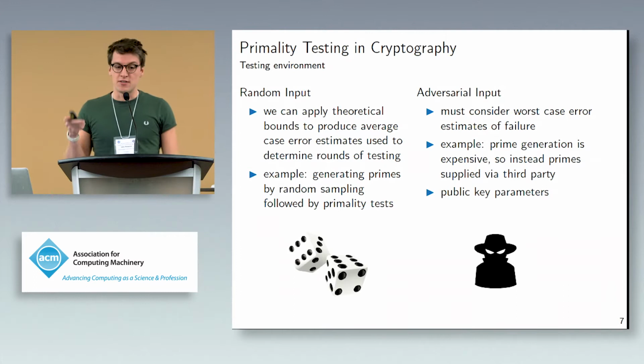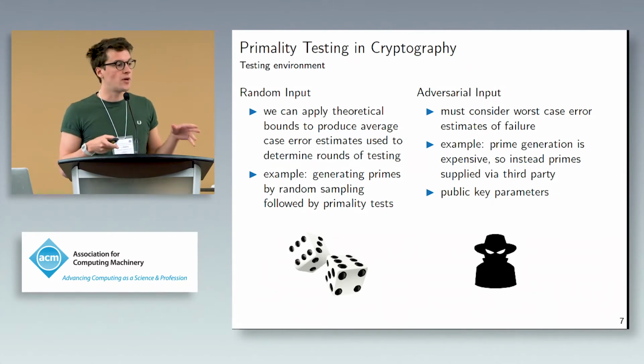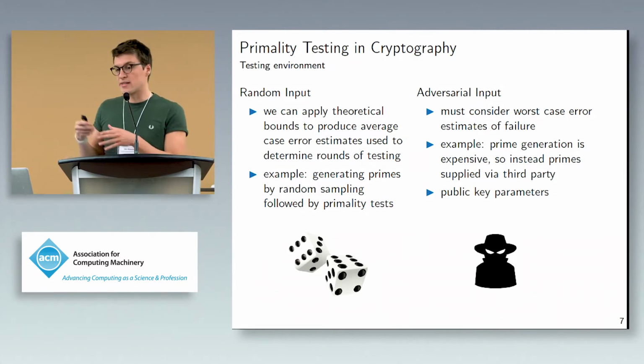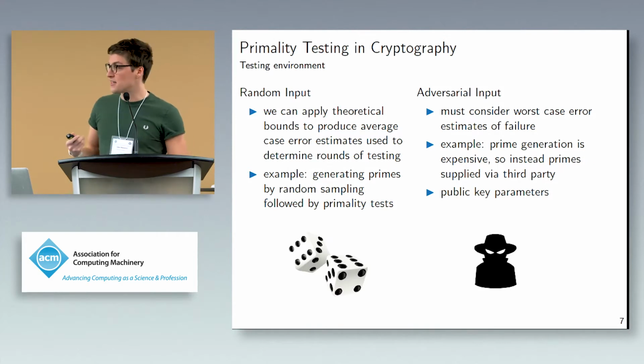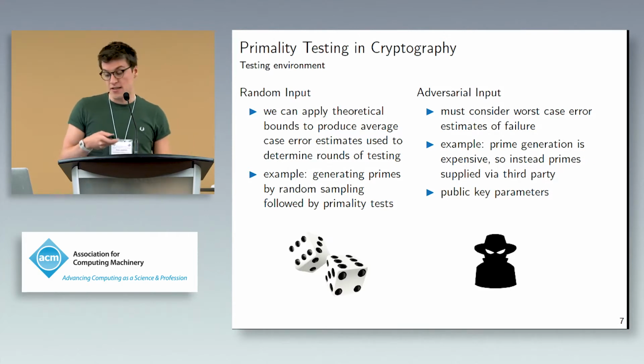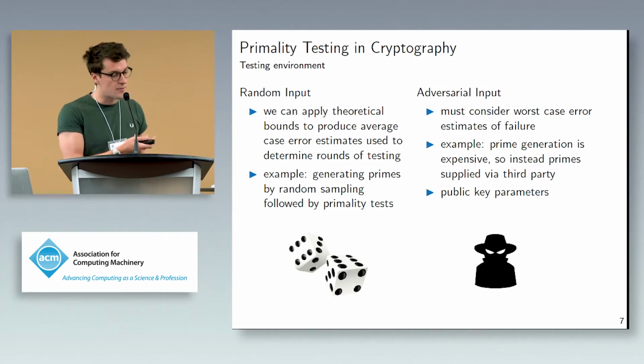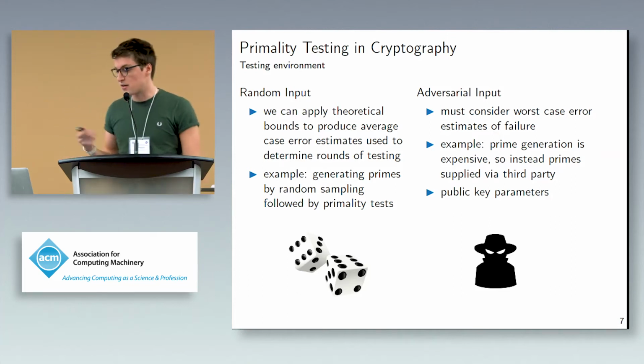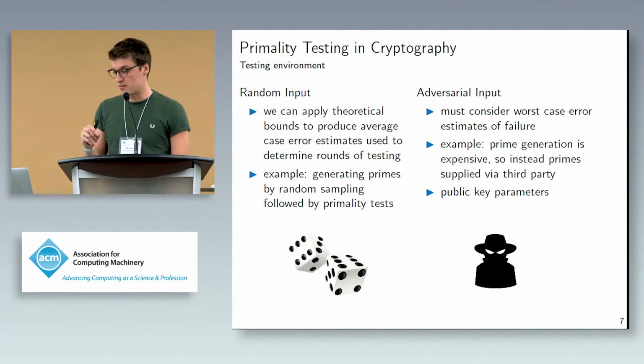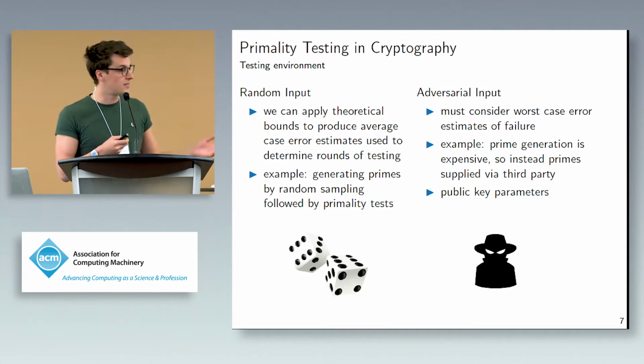Now the other case is the adversarial input case. This will be when we are maybe not generating the numbers ourselves, but we're taking them from someone else. And in this case, we need to treat them perhaps as if they aren't random, they may be hiding some malicious intent. So here we must consider the worst case error estimates, which can often vastly differ from the average case.